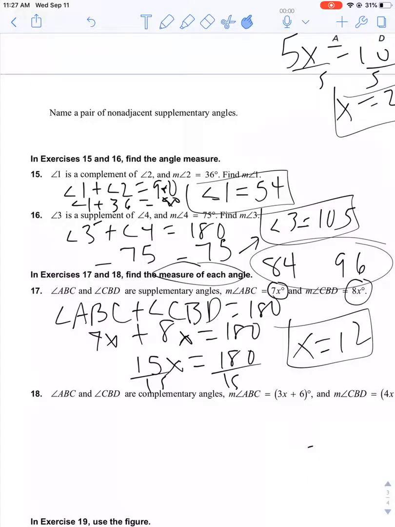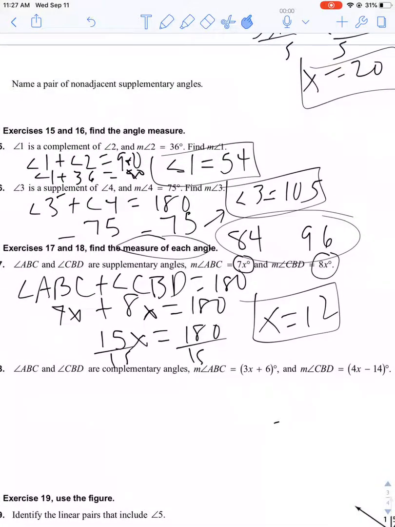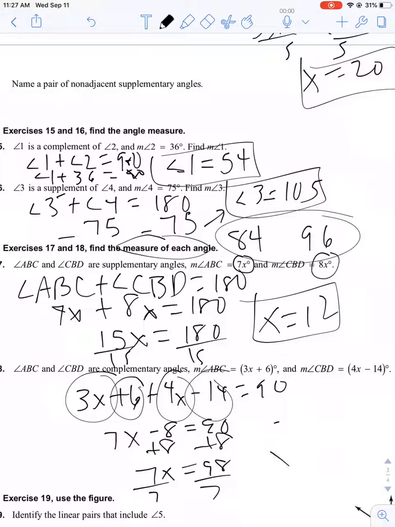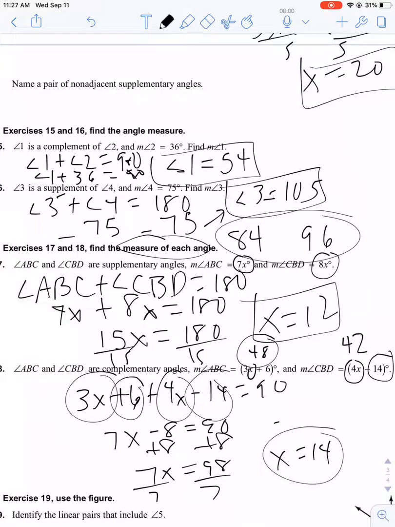All right, we know these last two angles are complementary. That means they add to be 90. So I know 3x plus 6 and 4x minus 14 add to be 90. 3x plus 4x is 7x. 6 minus 14 is negative 8. Add 8, add 8. 7x equals 98. Divide by 7, divide by 7. x is 14. So to find the two of them, this is 3 times 14 plus 6, which is 48. And this is 4 times 14 minus 14, which is 42.